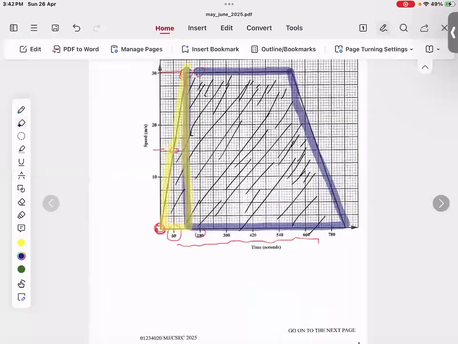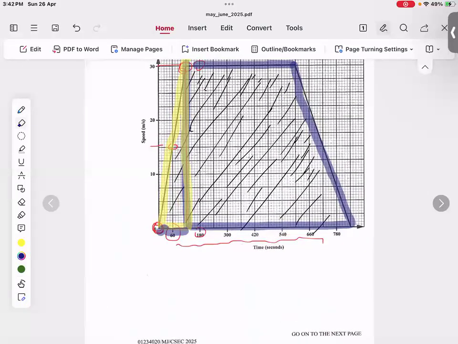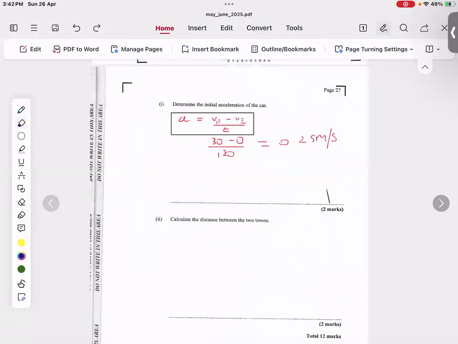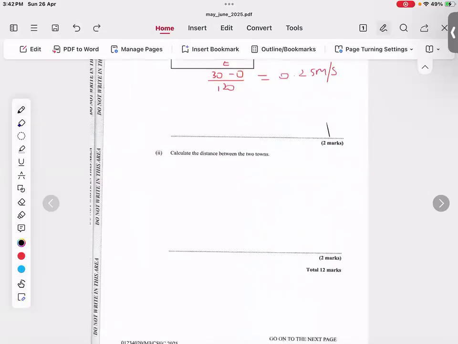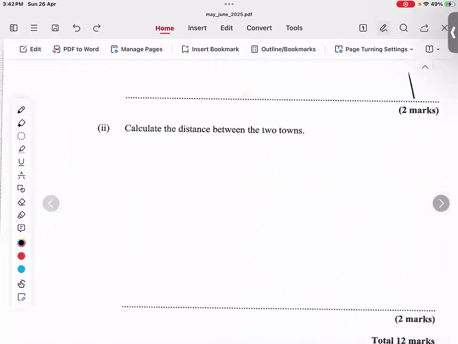Yes, sir. So the base is 60, not true? And the height of what? 30 based on the scale. So half the base times the height. So distance equals area under the curve.